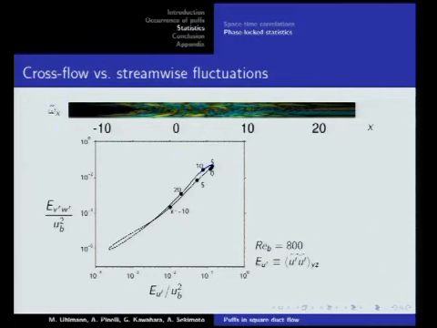So we defined a core region of plus minus 5 half-widths around the maximum of this wall shear, which will be used for averaging later. Here we see the variation of the fluctuation energy along our domain. So we have here this plane showing the cross-stream fluctuation energy versus the streamwise fluctuation energy.